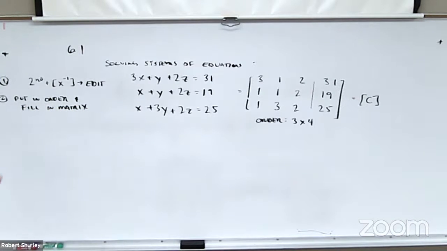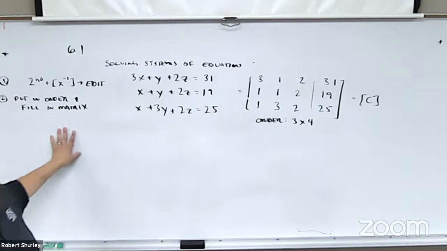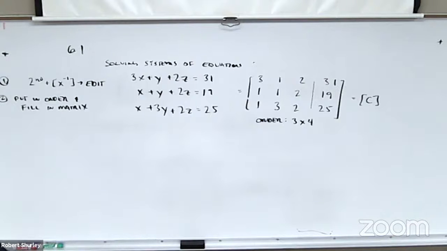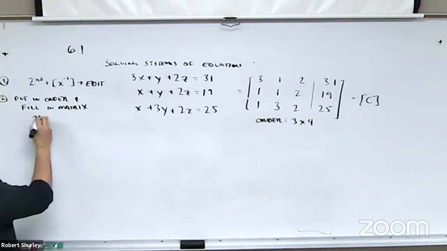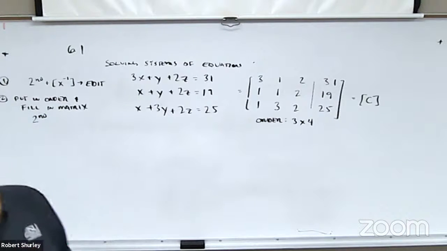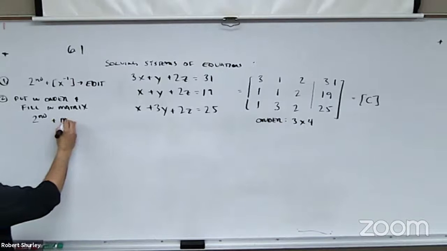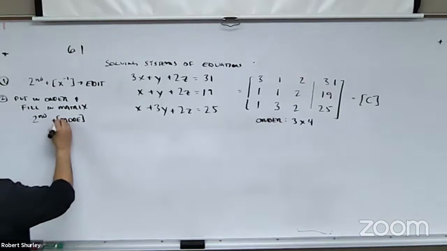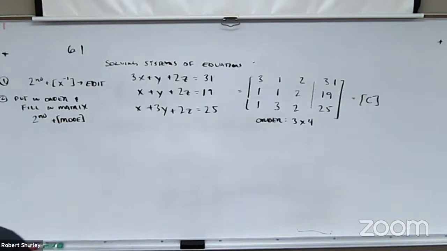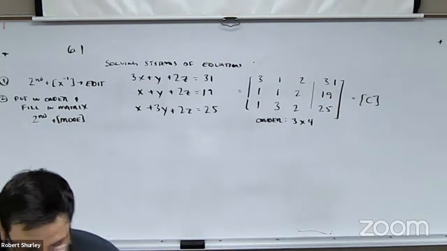Okay, so that way, if you're doing this again, and can you guys read that over there? Yeah, put in the order, and then fill in the matrix. And when you get done with that, make sure to hit second quit. So I think it's second and then mode. And that should bring you back to the home screen. So second mode brings you back to the home screen.